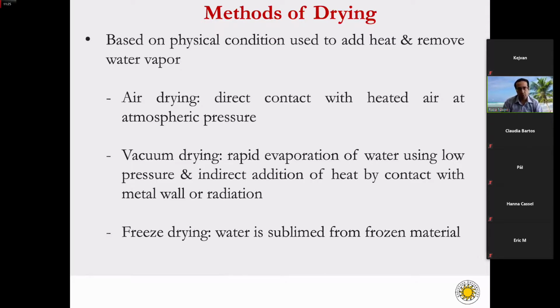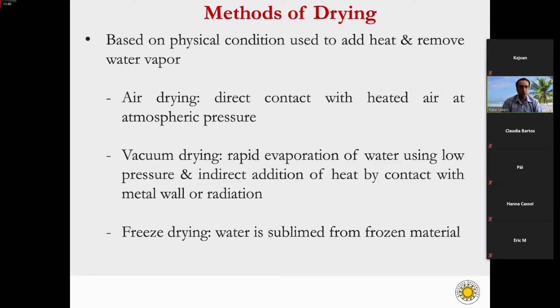It helps to evaporate the water much more easily, and the mass transfer will happen from the wet solid to the air. So there will be opposite directions of transfer in terms of mass and in terms of temperature or heat transfer.